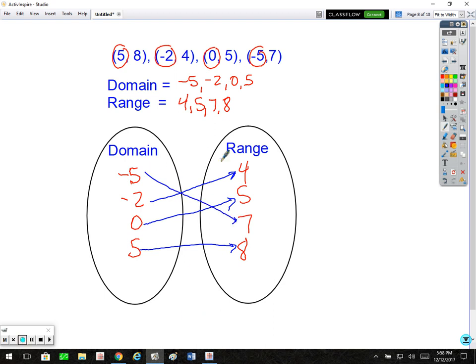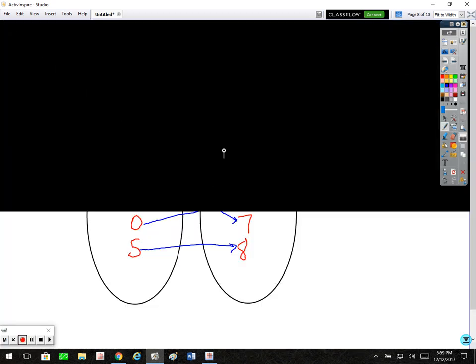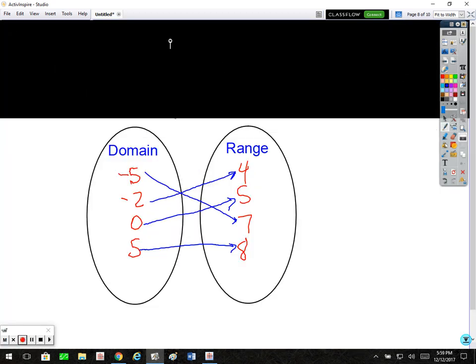All right? So before we do this, let's talk about this. Are these ordered pairs a function? Negative 5, negative 2, 0, 5 is a function because none of the x values repeat. Okay? So let's remember, if all I give you is the ovals with the domain and range inside, we're looking here.